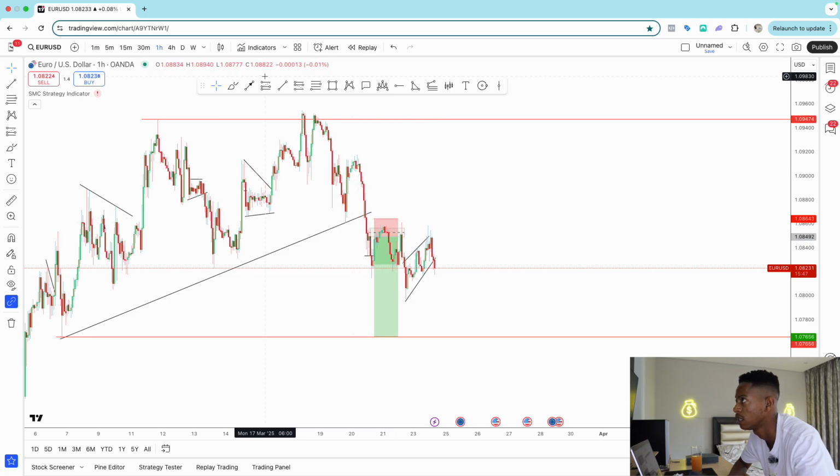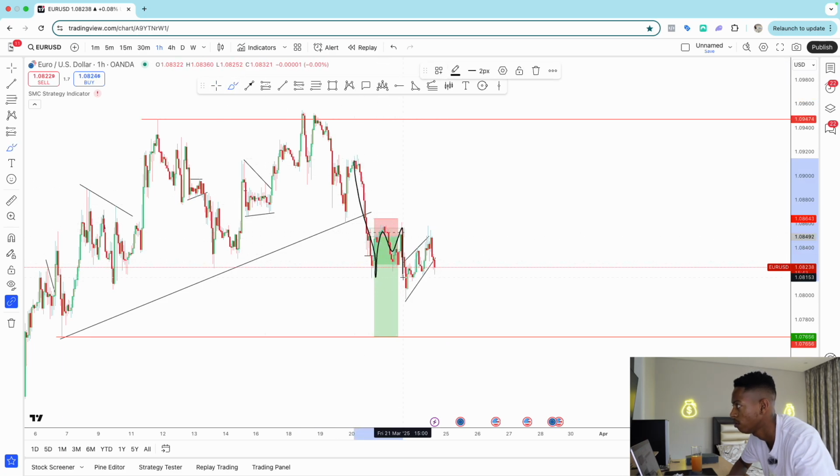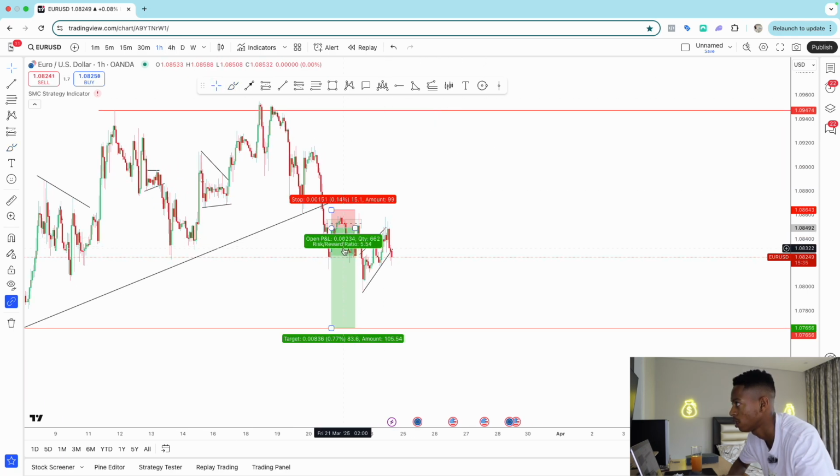which is obviously this impulse and this correction, this impulse and this correction, which means that impulse coming all the way down to here. Okay, which means that impulse. So with this already here, we broke the low.